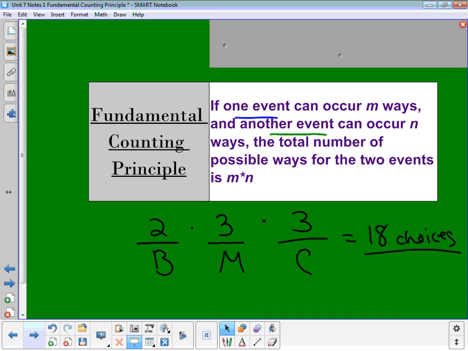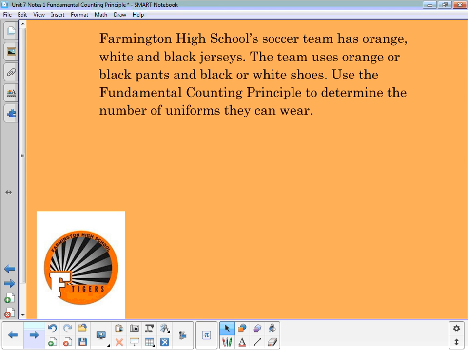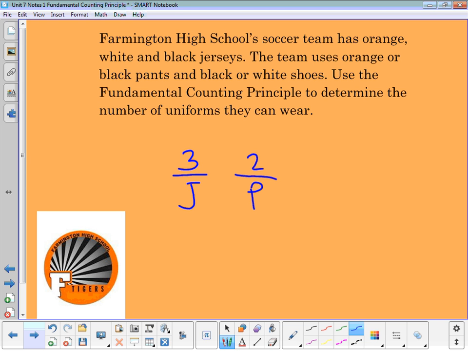Let's take a look at an example. The next one says Farmington High School's soccer team has 3 different options for jerseys, 2 options for pants, and 2 options for shoes. We're going to use the fundamental counting principle to figure out how many options for uniforms there are total. For jerseys, there are 3: orange, white, and black. For pants, there are 2, and for shoes, there are 2. I multiply them together, and again, it's not possible for something to be a jersey and a pair of pants at the same time, so they're all separate. Same with pants and shoes. So 3 times 2 is 6, 6 times 2 is 12. I have 12 different uniforms.